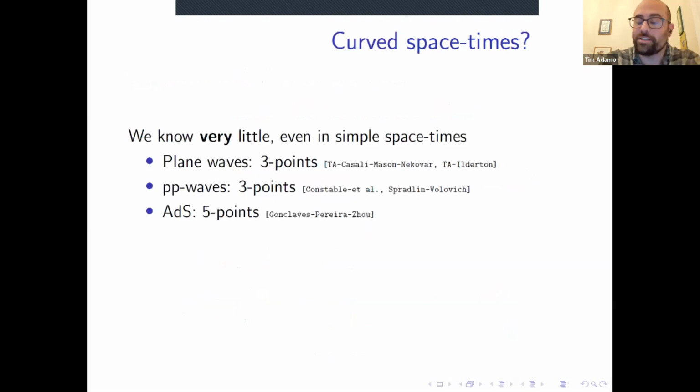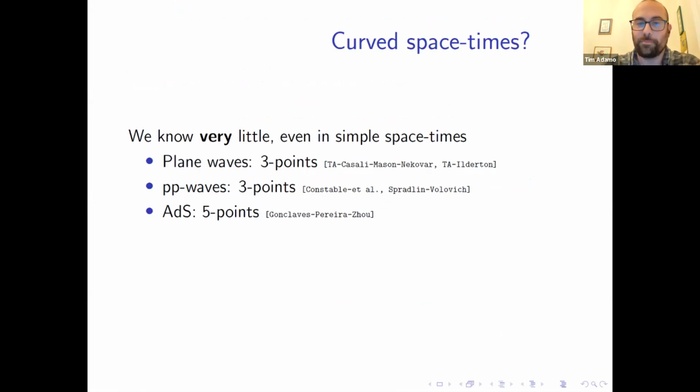Now, the question I'd like to talk about today is, what about graviton scattering in a curved spacetime? And so we've heard a bit about this already this week in the setting of AdS or dS. But the point I'd like to hammer home is that ignoring certain exceptions in very low dimensions, we know very little, even in very simple curved spacetimes.